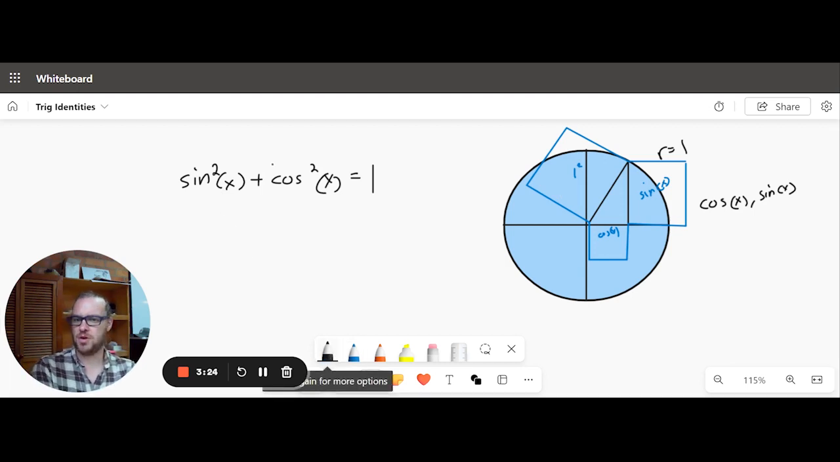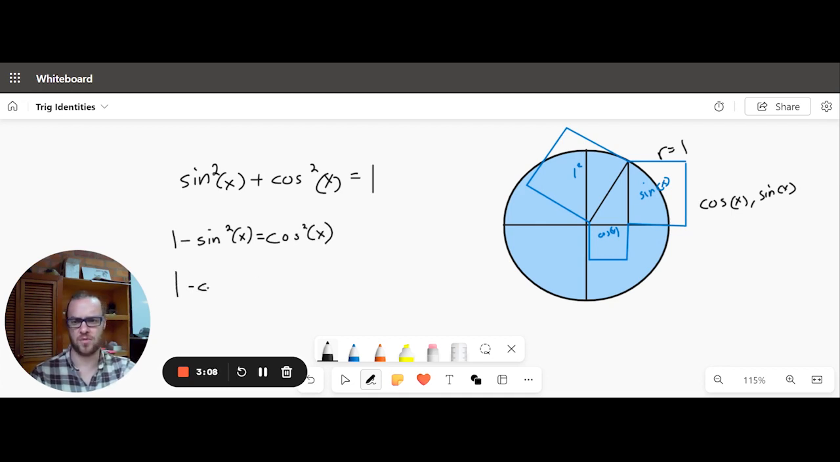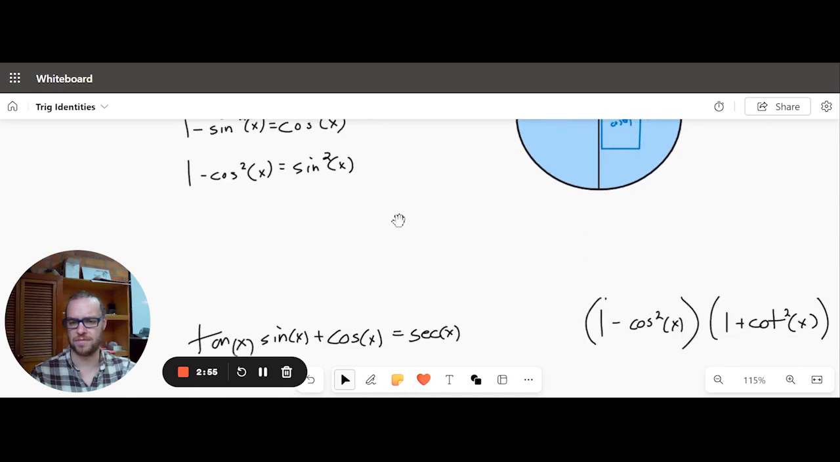All right, now, the other thing that you want to keep in mind is that we can rearrange this a little bit algebraically and use some tricks. So we could simply subtract the 1 to the other side. So we could say 1 minus sine squared x is equal to cos squared x. And likewise, we could also say that 1 minus cos squared x is equal to sine squared x. Okay? So that's just a little bit of simplicity, I guess, and ways that you might see this also written or ways that it could be helpful.